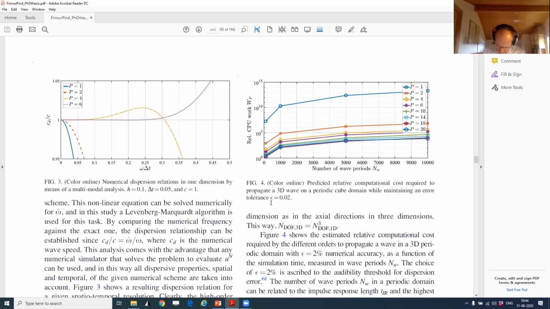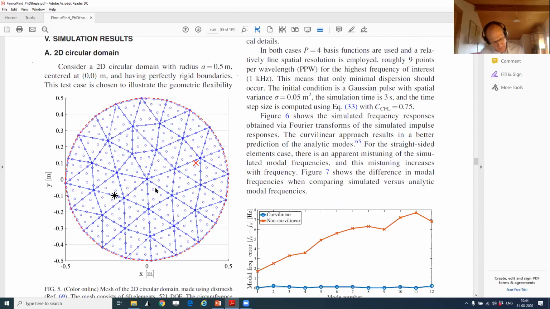Then let's see. I think the one case that appears in two papers is this case of a 2D circular domain, figure number 5, and then the results in figures 6 and 7. Right. And I think that you are not completely fair to the straight-sided elements. You are not treating them as well as you could.